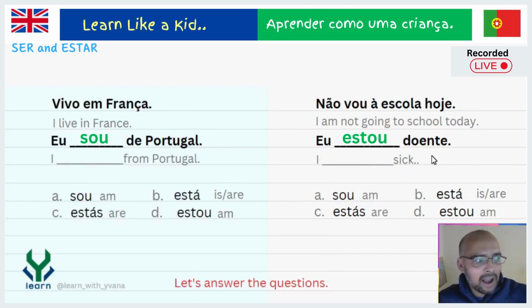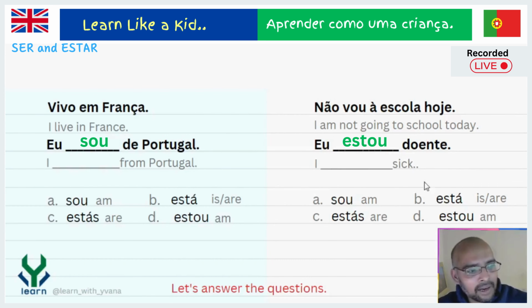And now I want to say the same things the other way around. I want to say "I am from Portugal", definitely I am from Portugal, in English it's very easy. And "eu sou doente" means definitely I am sick. But here both of these need "am" in English, right? Here in both cases we need the "am".